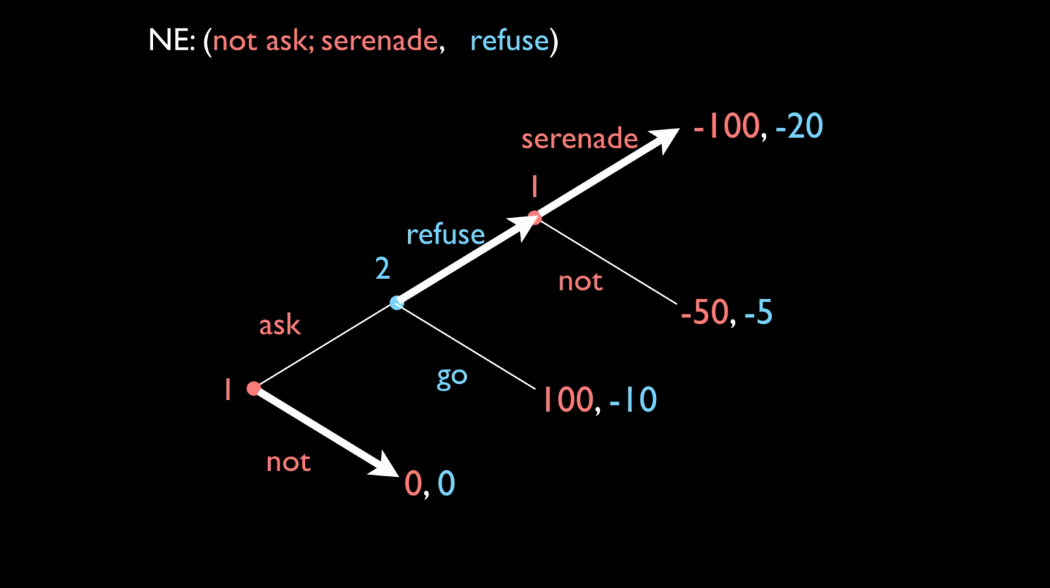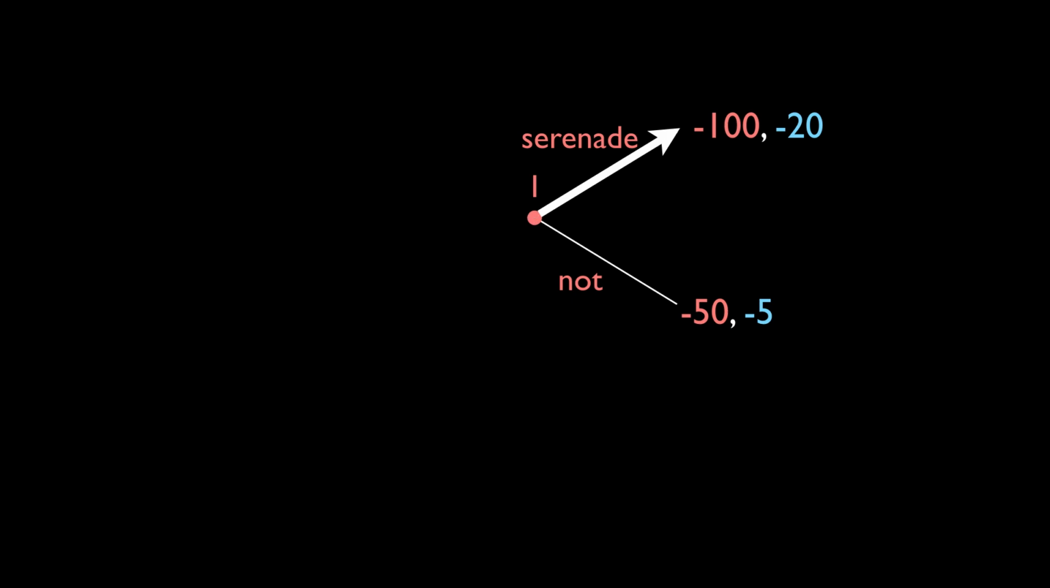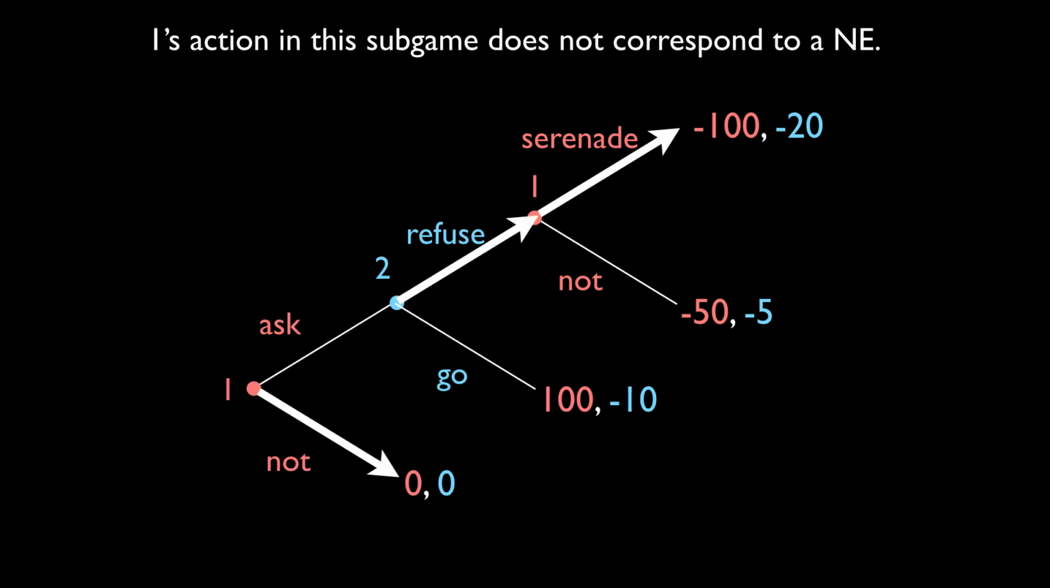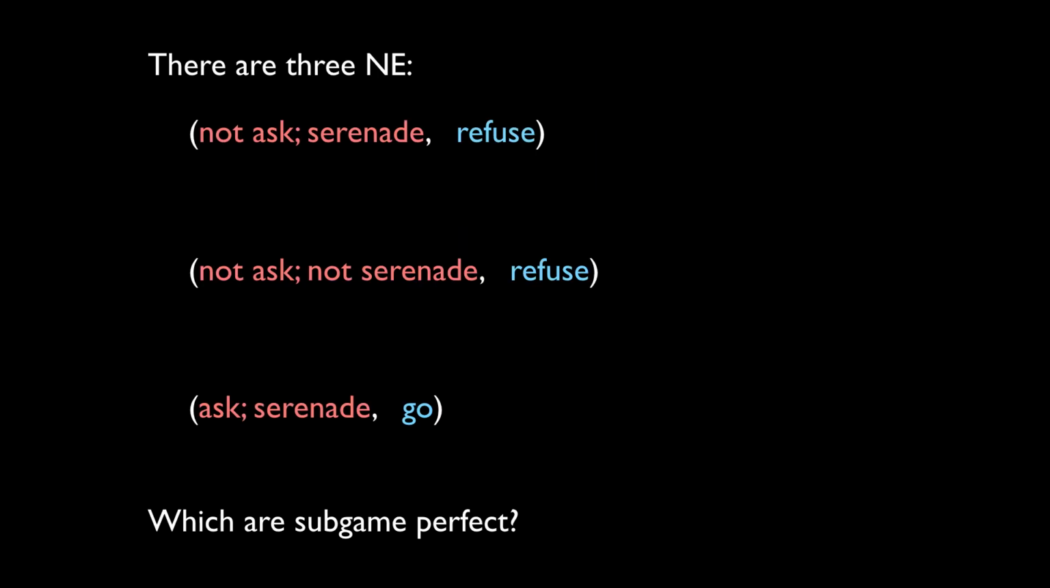If I were to show you this alone as player 1, would you serenade? No, right? Serenading is just an awful situation. No rational person should serenade another person. -100 is less than -50. Does it make sense? This is not credible. If I look at this alone, 1's action in the subgame does not correspond to the Nash equilibrium. So this is not subgame perfect.